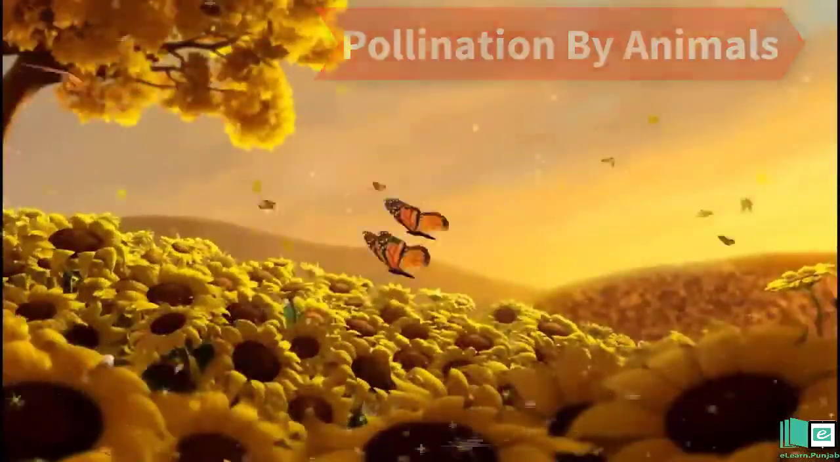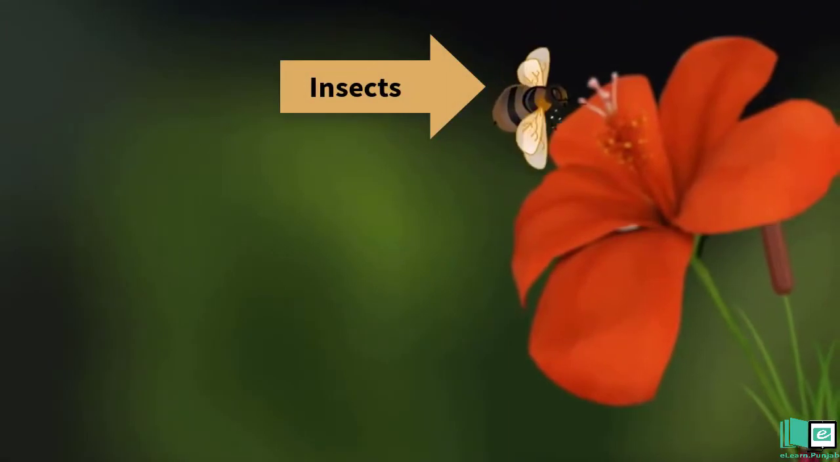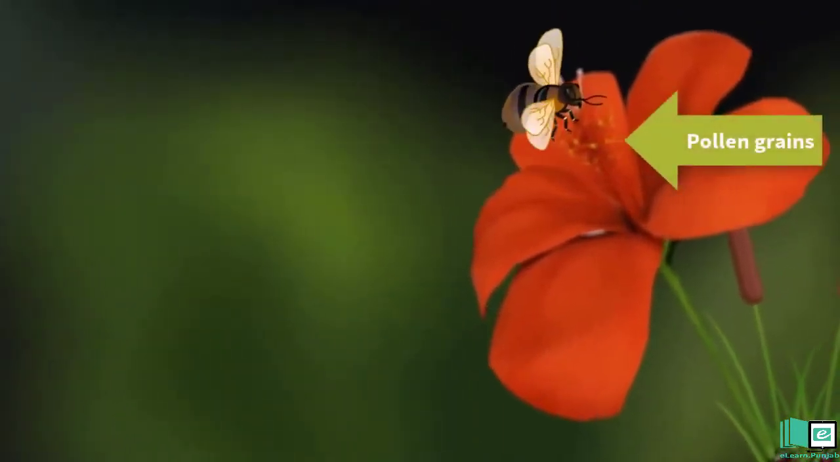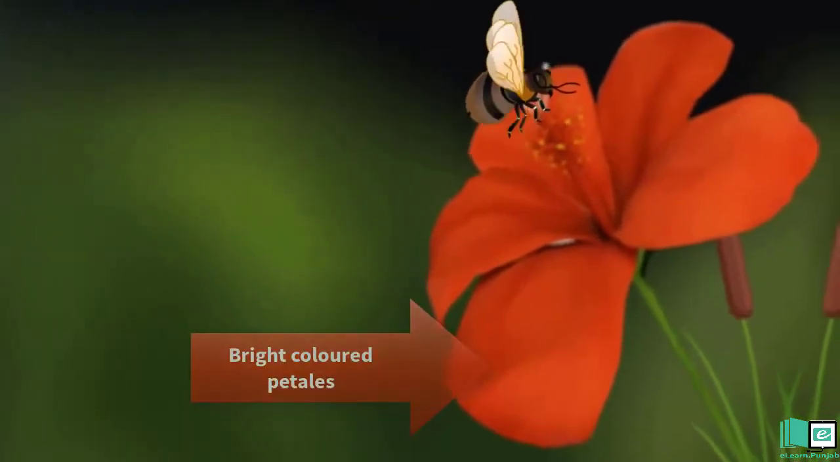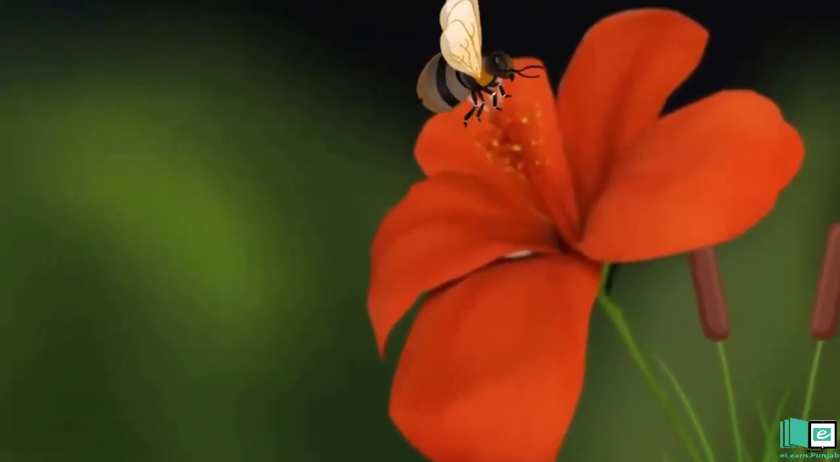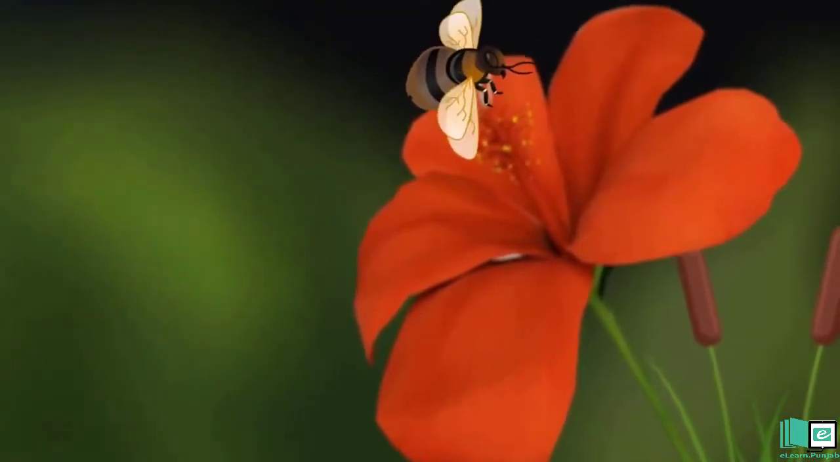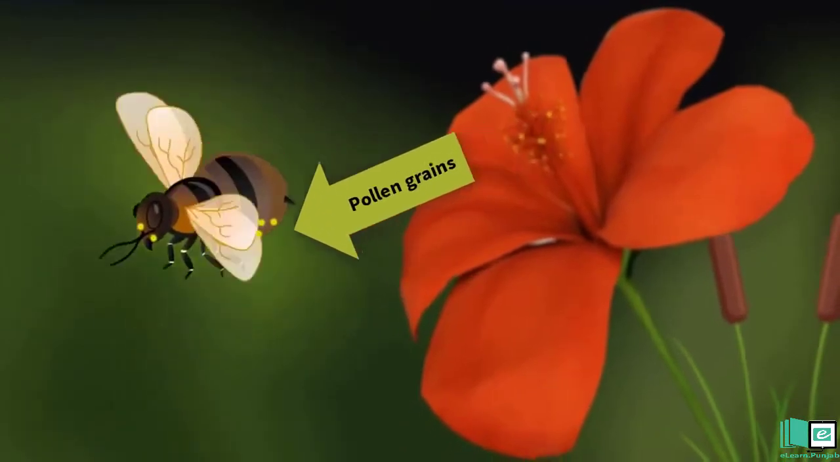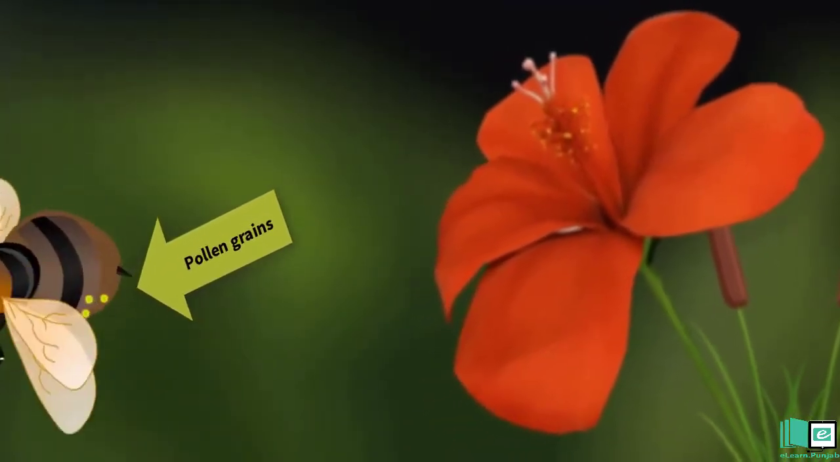Pollination by animals. Insects and some other animals can also transfer pollen grains when they move from one flower to the other. Bright colored petals, charming shapes, nectar guides and pleasant smell attract animals towards flowers. Pollen grains have rough and sticky surfaces, due to which they stick to animals' bodies.